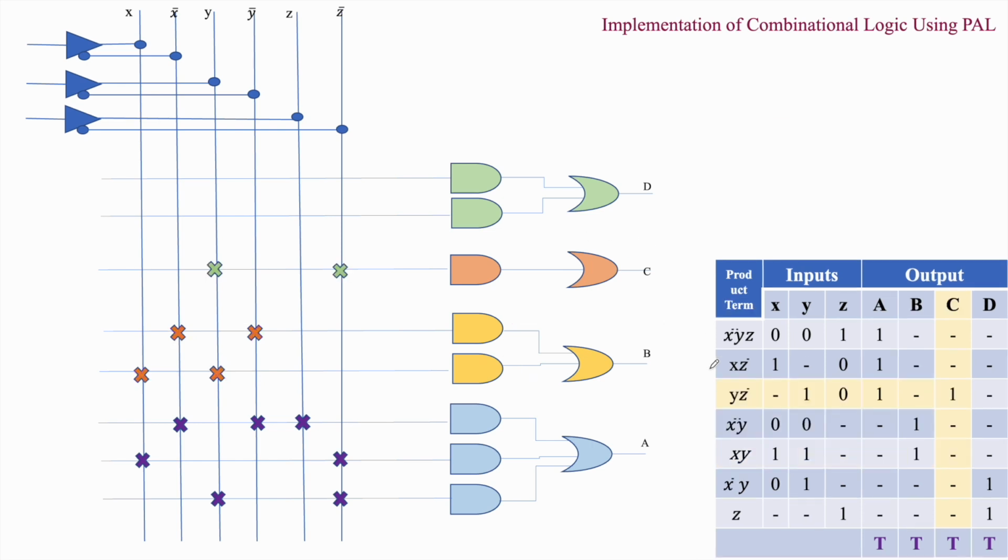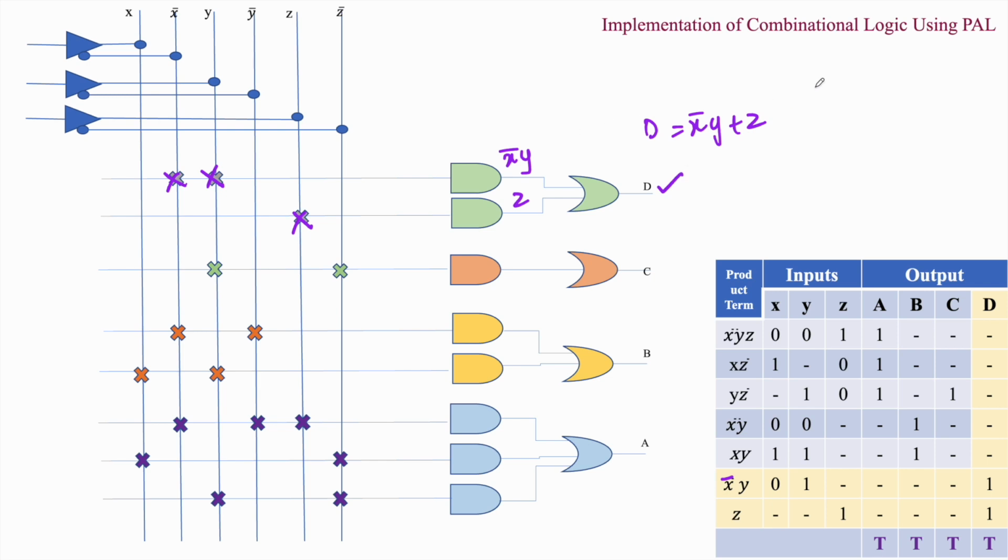In the same way, we have to do C. C has y and z bar. Therefore, y and z bar. And now C is done. Next, we have to move on to D. D has x bar, y and z. So, D is equal to x bar, y plus z. So, x bar, y, and for this gate, we have z. These two terms must be ORed in order to obtain D. That's it. So, all the expressions A, B, C, D that we derived are implemented using a PAL.